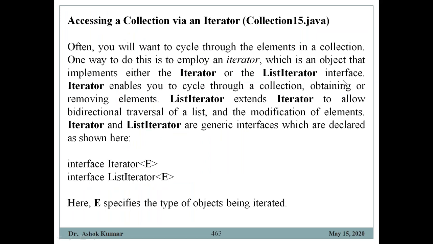On this slide we are going to discuss how we can use a collection via an iterator. In the previous programs we used either the while loop or the for loop for printing all the elements of the collection classes. I showed you how to print the elements using the for-each version of the for loop for the ArrayList class elements. There is another way we can print the elements, and that is through the use of an iterator. There are two ways of doing that: one is through the iterator, and the other is through the list iterator.